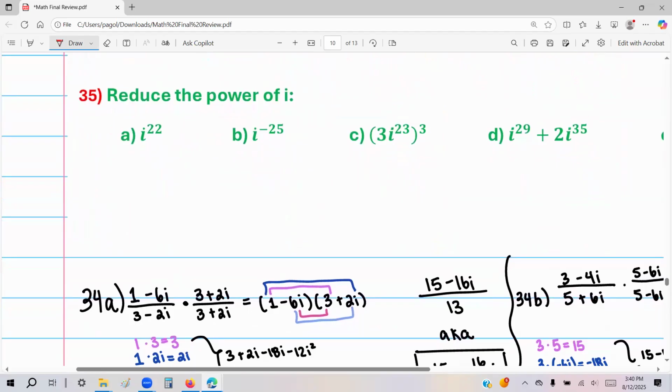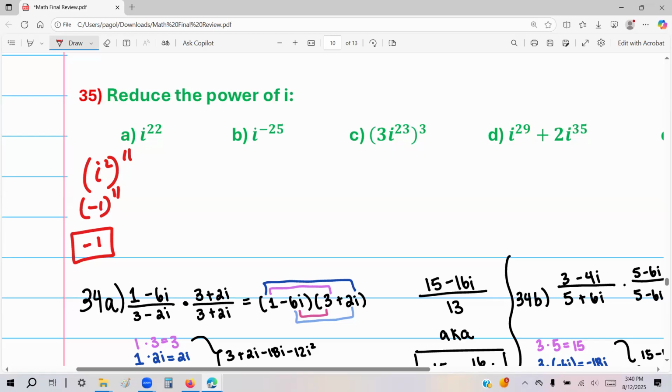For reducing the power of i, whatever you prefer, you can have that. But what I prefer is divide the power by 2. What is 22 divided by 2? That means you have i squared 11 times. But what is i squared? So if you have negative 1 11 times, what do you have? Negative 1. That's the logic behind this. How many i squared you have? If you have even many times, it's positive 1. If you have odd many times, it's negative 1.